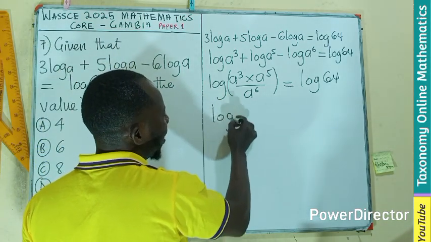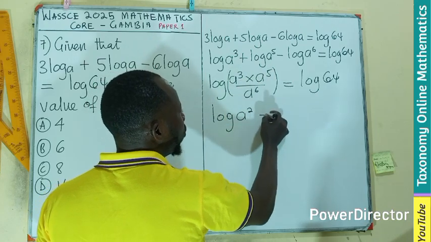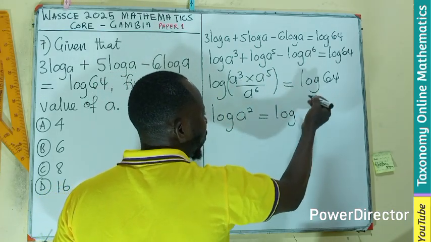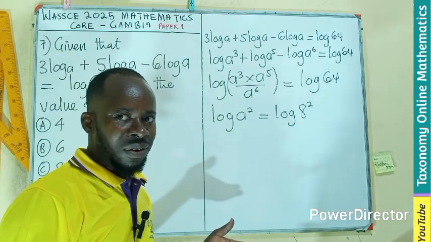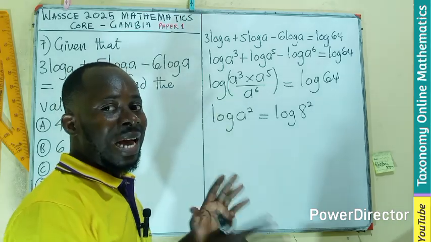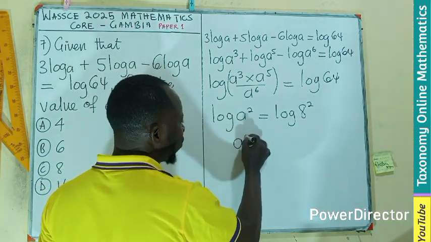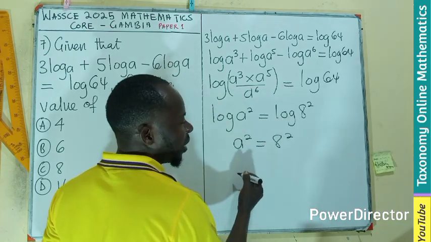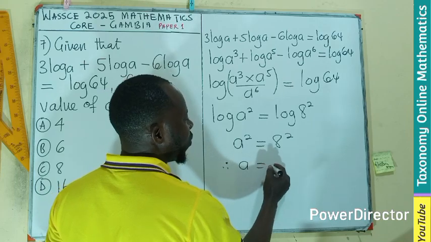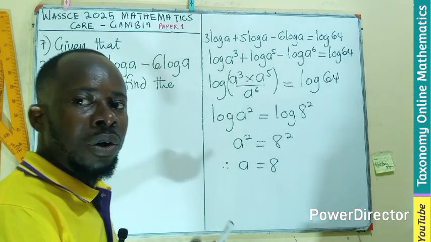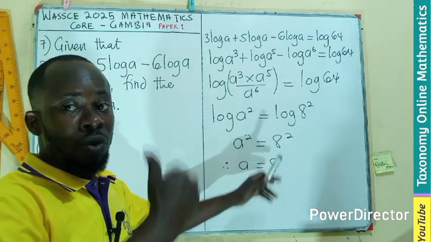So I can ignore the addition there. This is going to be a power 8 minus 6, a power 2, equals log 64, which can be 8 power 2. So from here, since we have the same logarithms on both sides, we can take the antilog of both sides, which will make the logarithm cancel, giving us only a square equals 8 square. So when the squares are the same, that means that a is equal to 8.